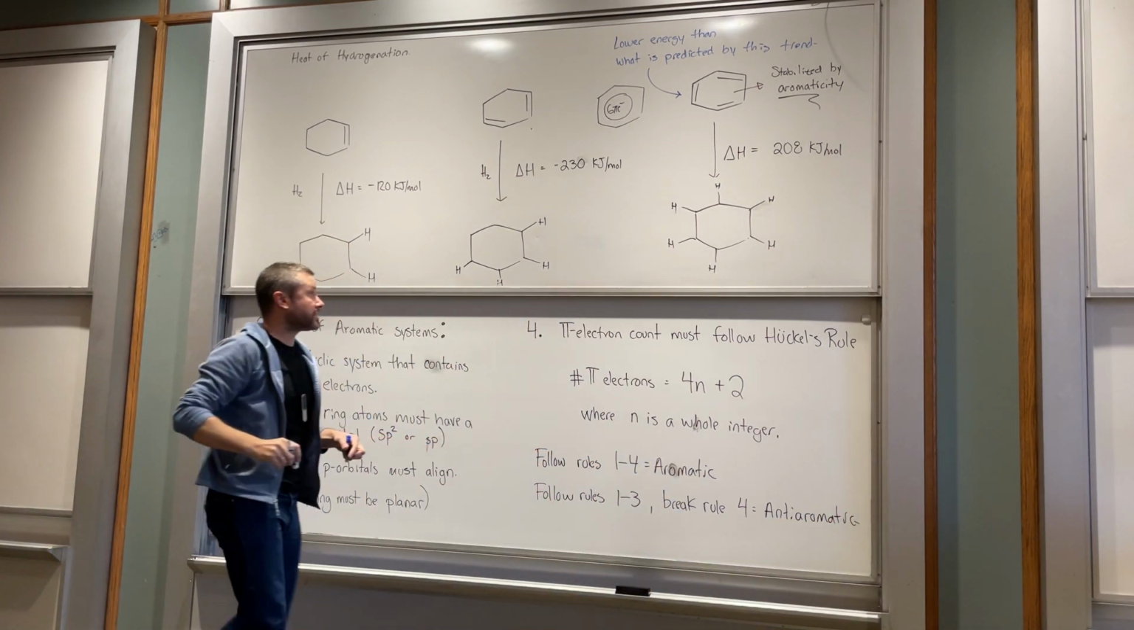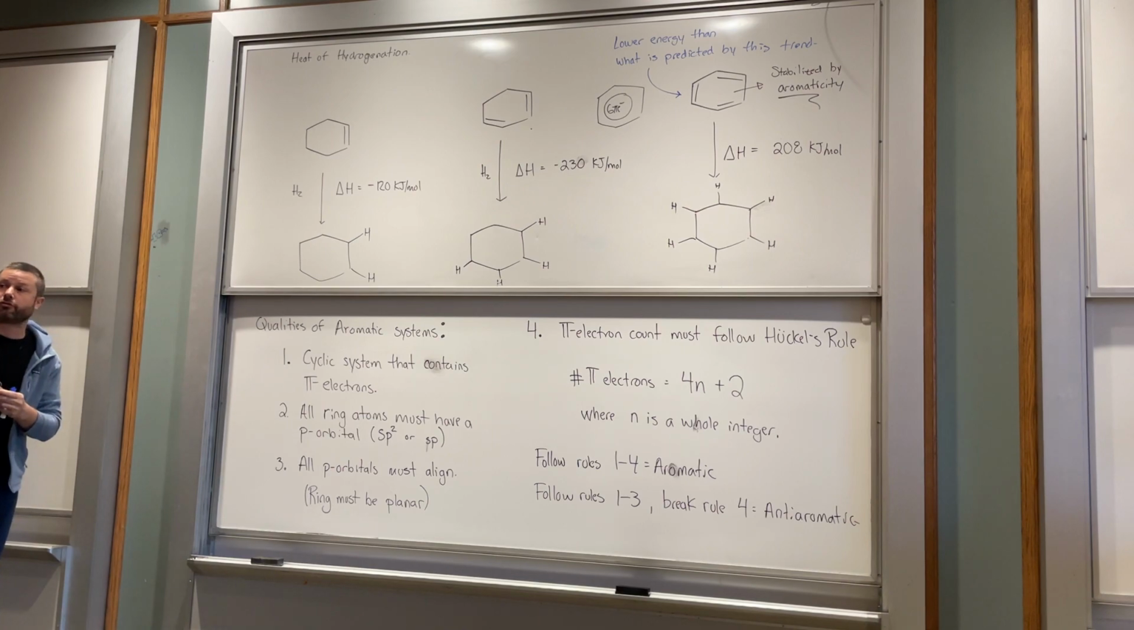Okay, so as long as the system follows rules one through 4, it qualifies as being aromatic, right? If a system follows rules 1 through 3, but breaks rule 4, then we'll consider that system anti-aromatic. Anti-aromatic is as bad as aromatic is good. Anti-aromatic is bad, right? It's on the opposite side. It's an element of instability.